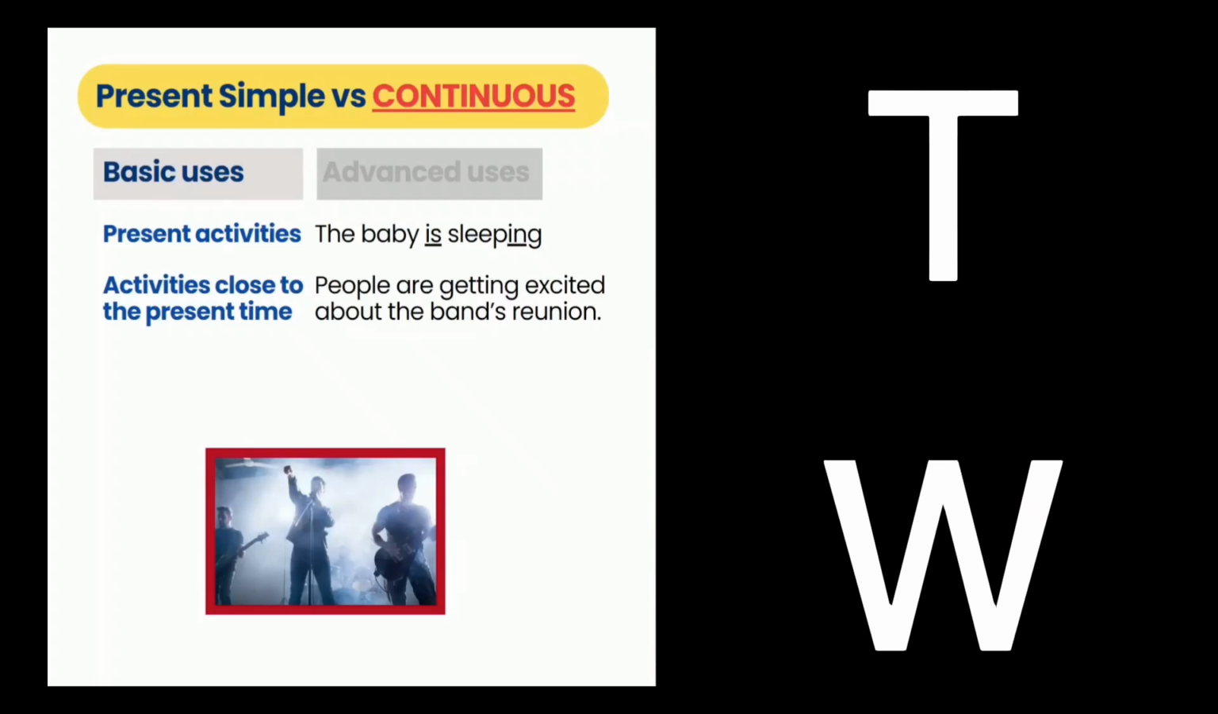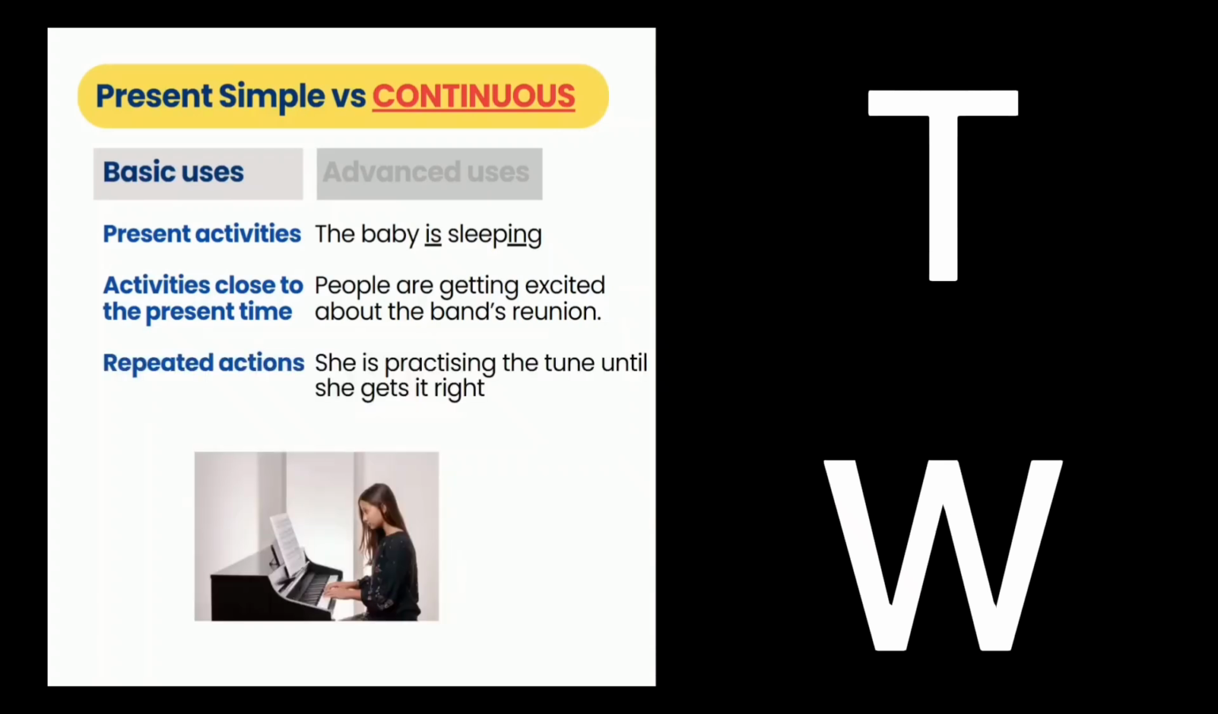For activities close to the present time, we will use the present continuous as well. People are getting excited about the band's reunion. Now, that might not mean right now. It could be around now, before and after. But the general situation is around now. So use the present continuous.